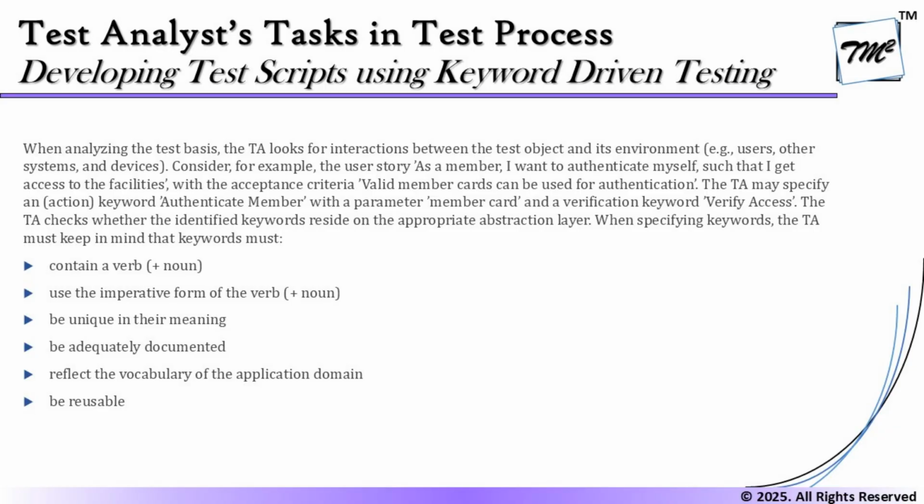Also, to give you the structure of it, the next part we are discussing is what exactly keyword-driven testing consists of. So when it comes to analyzing the test bases, the TA basically takes care of understanding interactions between the test objects and the environment. And here we have a quick, simple example to understand that. Consider the user story: as a member, I want to authenticate myself such that I get access to facilities, with the acceptance criteria as: valid member card can be used for authentication.